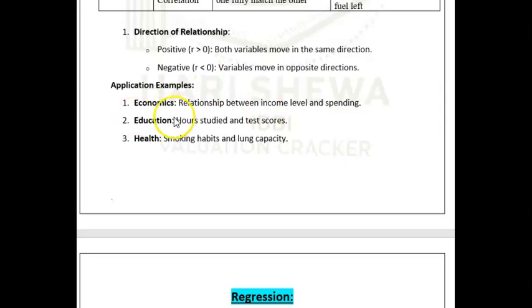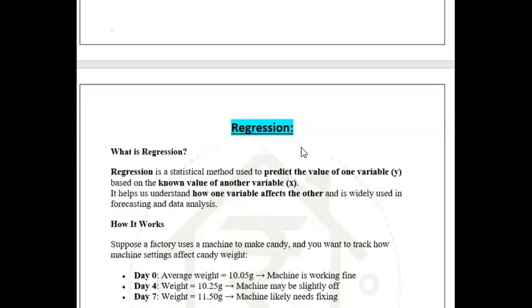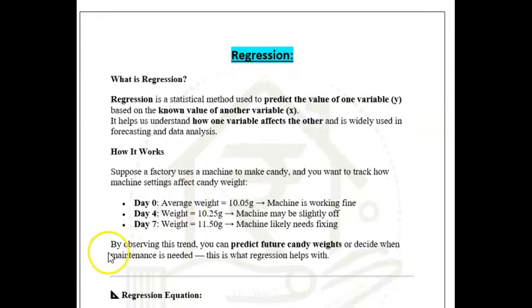Application examples: in economics, the relationship between income level and spending. In education, study hours and test scores. In health, smoking habits and lung capacity. This is the correlation. Now we will start the regression.